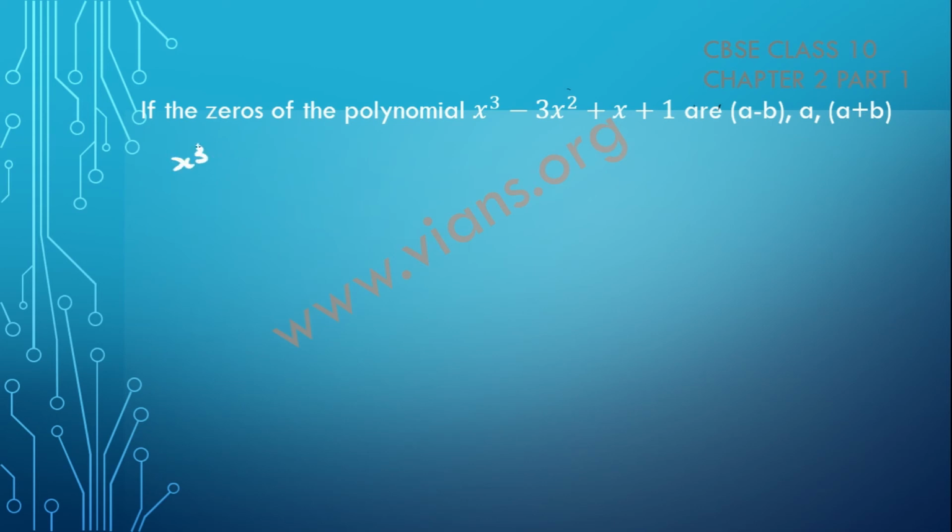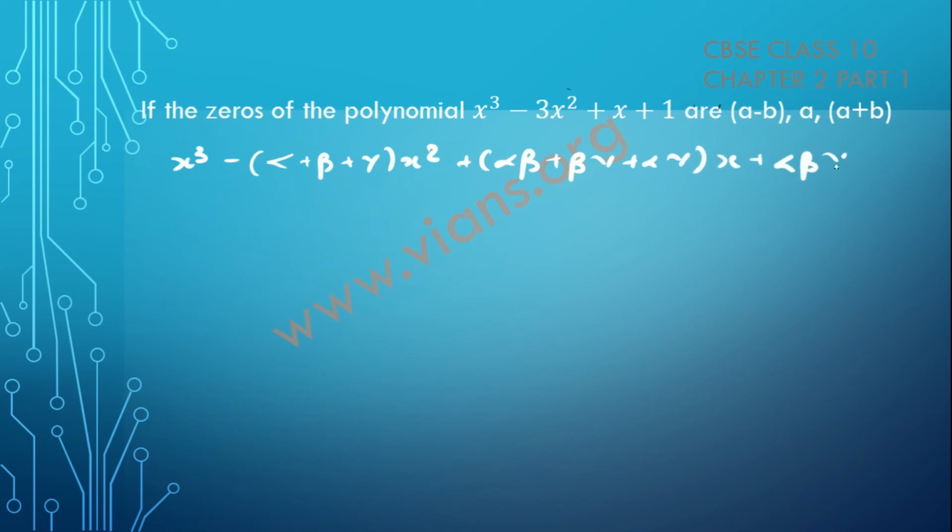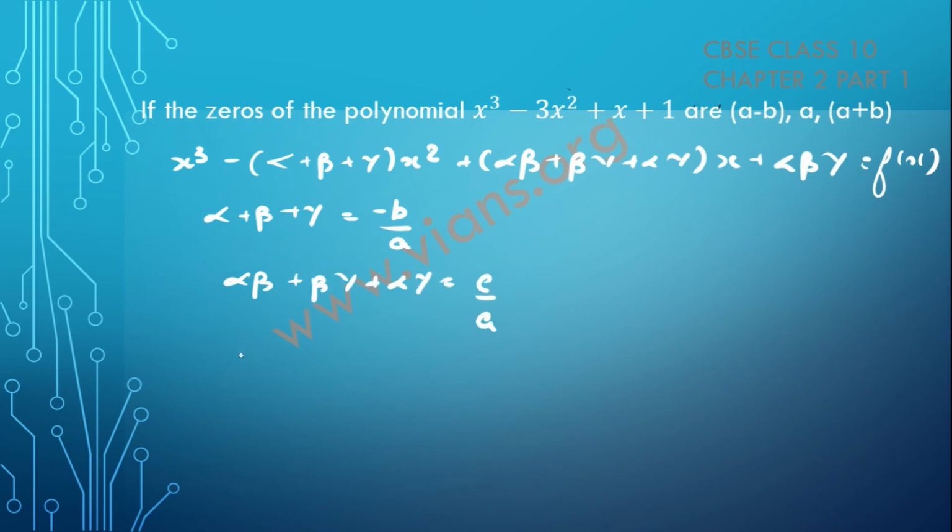Any cubic polynomial can be written as x cubed minus (alpha plus beta plus gamma) x squared plus (alpha beta plus beta gamma plus alpha gamma) x minus alpha beta gamma, which is equal to f of x. It can be written such that alpha plus beta plus gamma is equal to minus b by a, alpha beta plus beta gamma plus alpha gamma is equal to c by a, and alpha beta gamma is equal to minus d by a. So this is our formula, if you remember. Alright, so now let's solve this.